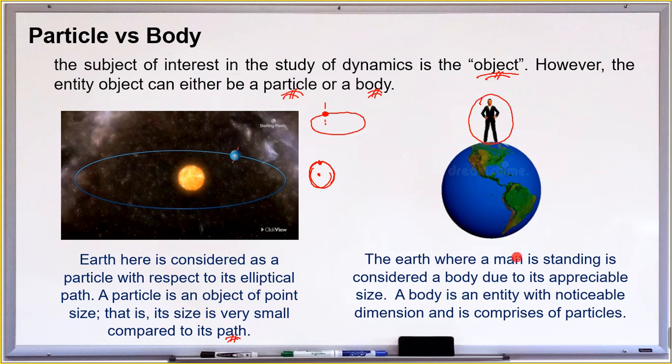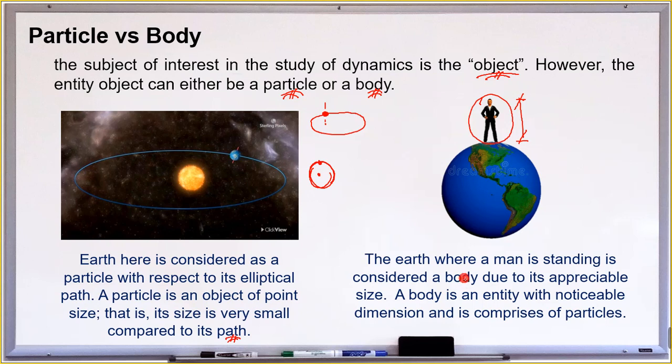So the earth where a man is standing is considered a body due to its appreciable size. If a man travels from one place to the other along the earth's surface, then we can consider that the earth relative to the man is a body of appreciable size. Di na siya pwede mahimog point because dako na si earth with respect sa dimension sa tao. So mao nang gi-considered na siya as a body.